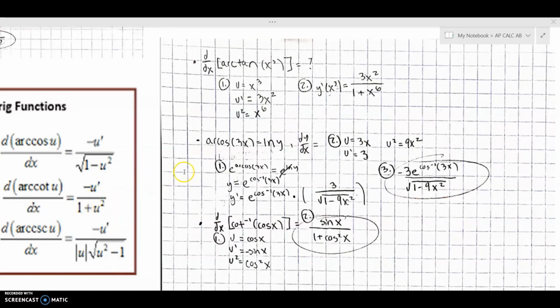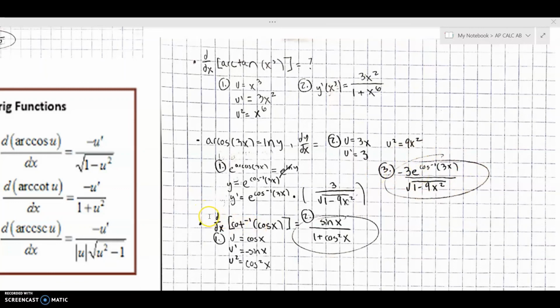Oh, and I also forgot to mention here, I made an error. This should be a negative 3 because this is just u prime, right? But it's asking for negative u prime. So we just applied the negative. That's where you get this right here. So if you were confused, that was an error on my part.